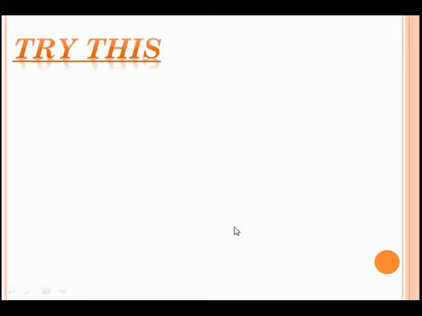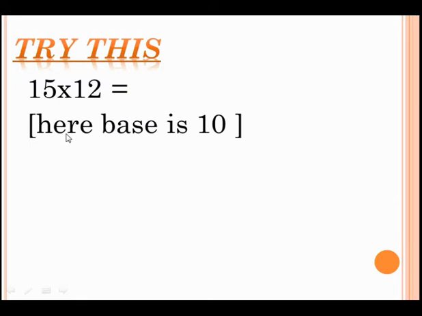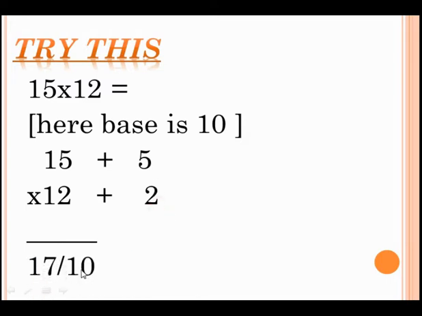Next, go to another example. 15 multiplied by 12. What is our first step? The first step is take base as 10. We know 15 is 5 more than 10 and 12 is 2 more than 10. Now for finding the first part, you have to cross add. That is 15 and 2, adding 5. 15 plus 2 is 17. Also 12 plus 5 is also 17. So the first part is 17. Then for finding the second part, you have to multiply 5 and 2. You will get 10. 17 and 10.